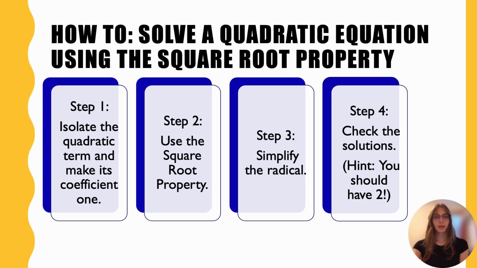Let's go over the steps on how to solve a quadratic equation using the square root property. First, you need to isolate your quadratic term and make its coefficient 1. What this means is that you need to take whatever term is being squared and put it alone on one side of the equation. Once it's in that form, you can apply the square root property, and from there you can simplify your answer until you get your final solution.